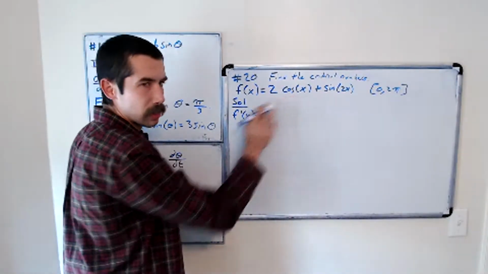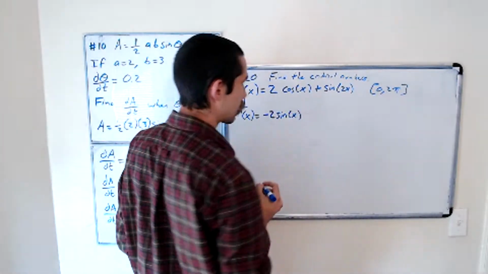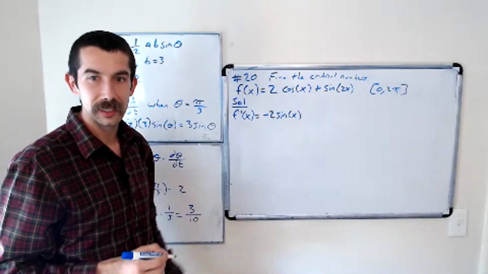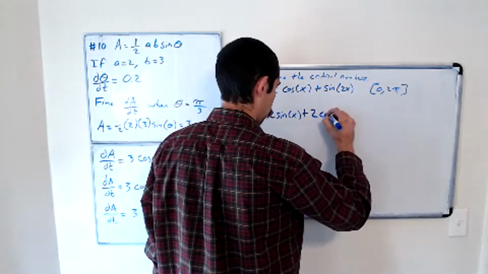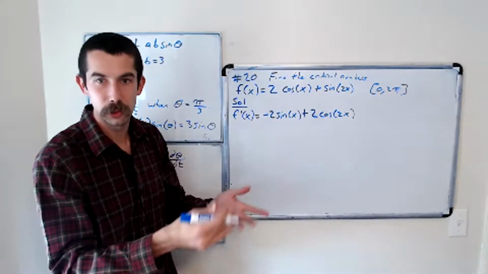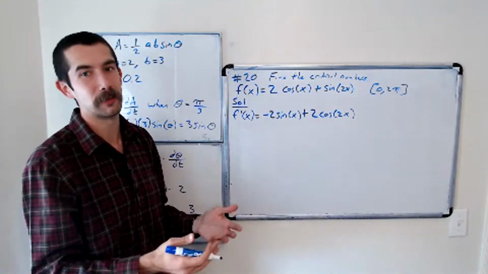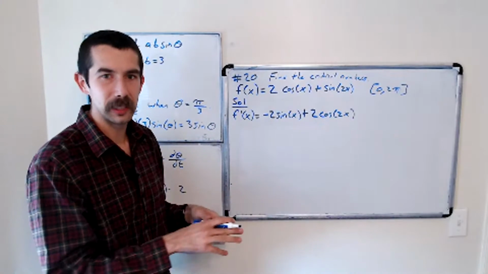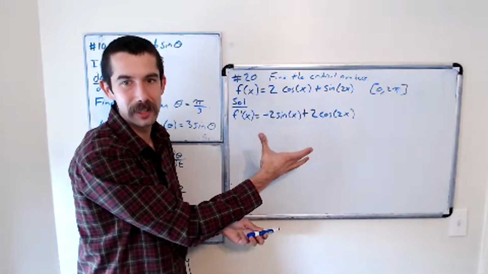Okay, derivative of 2 cosine of x is negative 2 sine of x. And the derivative of sine of 2x is 2 cosine of 2x. Okay, and this is just the sum of trig functions. Sine and cosine, they're both continuous functions. Right, so we're never going to accidentally divide by 0 or anything with these functions. This function is always defined. There's never a time when it's undefined.